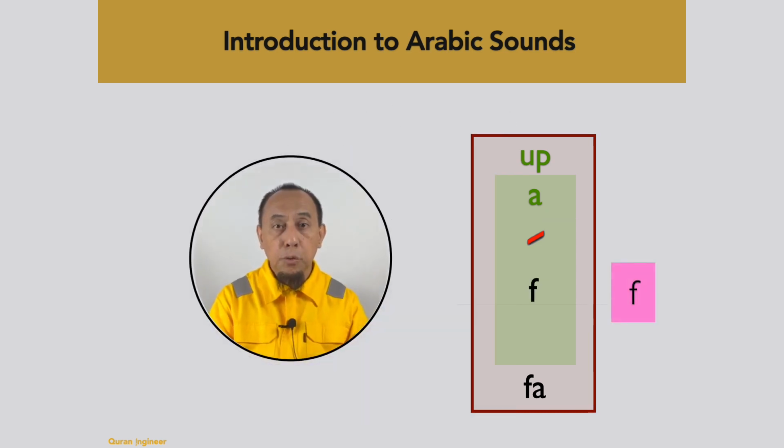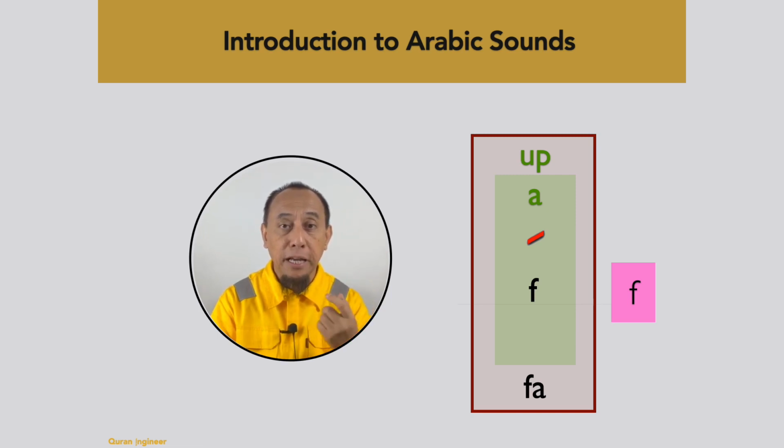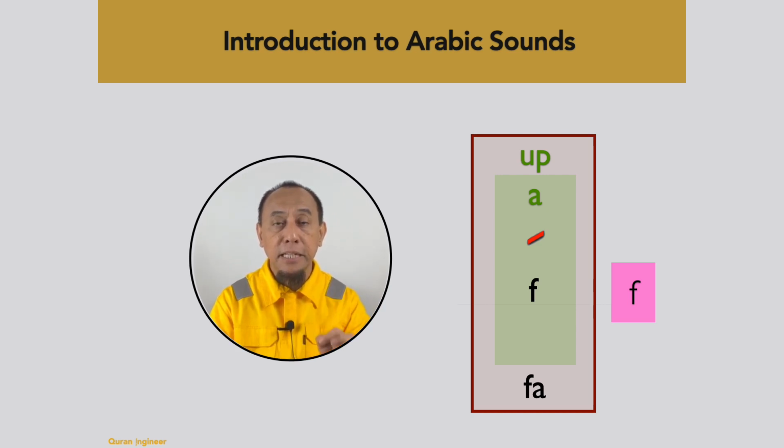Now a little note, whenever we say the A sound, our jaw must be down and our mouth must be opened. When we say ba, ba or fa, fa, the jaw is down and the mouth is opened. This is the distinct characteristic or trademark of the A sound.